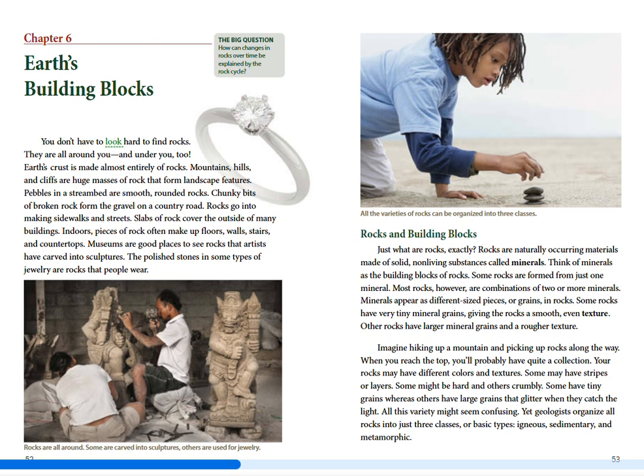You don't have to look hard to find rocks. They're all around you and under you, too. Earth's crust is made almost entirely of rocks. Mountains, hills, and cliffs are huge masses of rock that form landscape features. Pebbles in a stream bed are smooth, rounded rocks. Chunky bits of broken rock form the gravel on a country road.